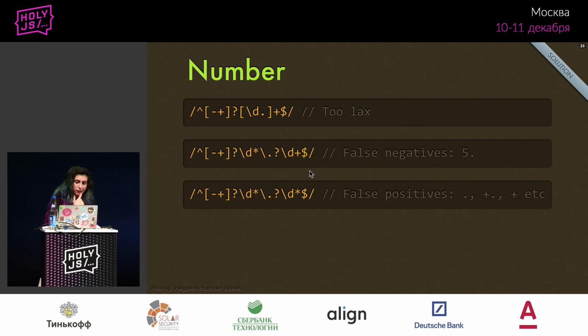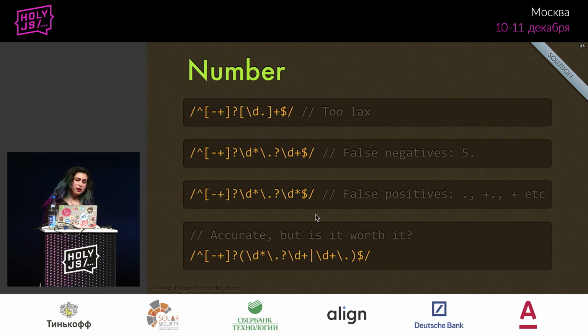This is closer. It also has some false positives. It will also match a number that is just 1 period and nothing else, or a plus and a period, or just a plus, or things like that. The actual correct one looks like this, but is it really worth it? In most cases, like if you're using regexes for data validation, it's probably okay to have some false positives. It depends on the case, but it's usually okay. This is a theme throughout this talk. Don't be too strict with your regexes. In almost every case, it's not needed.